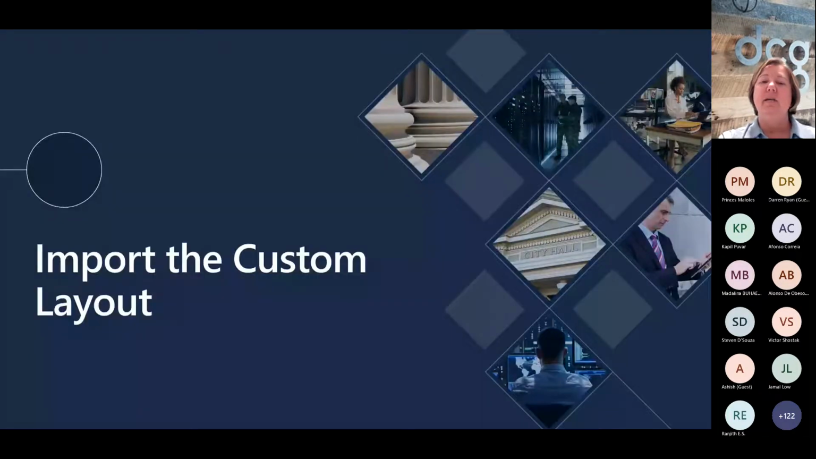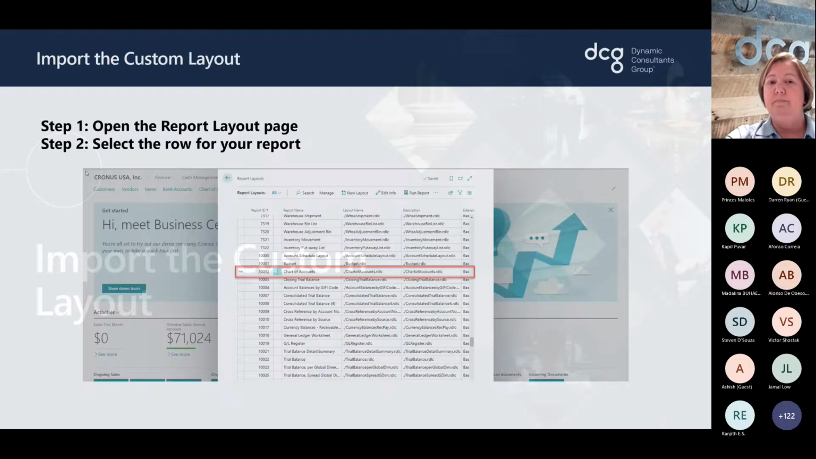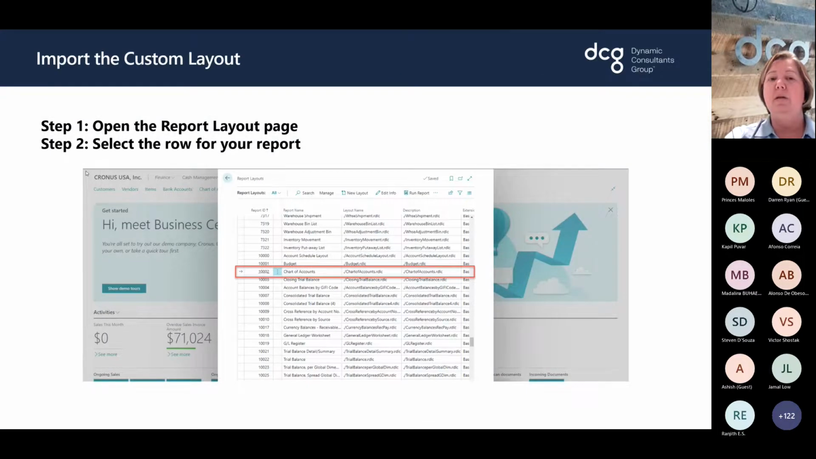So once I have my custom layout all done and I'm happy with it, I can then import it back into the system. So I'm going to open my report layout page, report layout. I'm going to select the row that is associated with the report that I've just been working on. In this case, it was the chart of accounts.